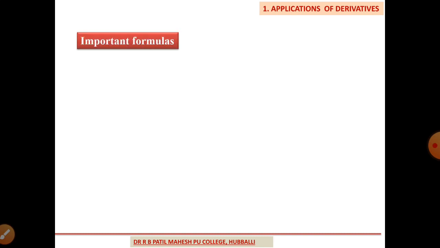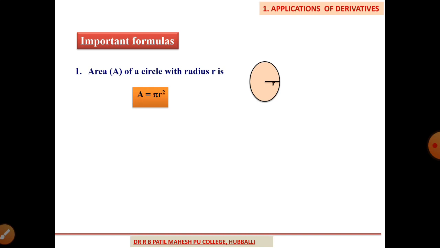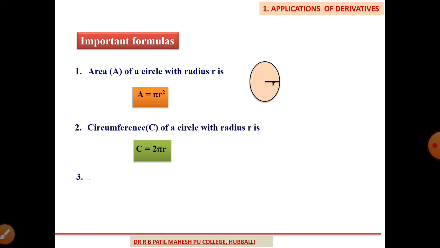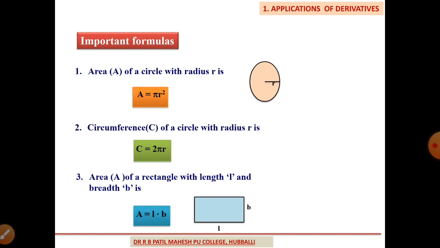Now here some important formulas are there, and you have to remember them. The first one is the area A of a circle with radius r, A equals pi r square. The second one, circumference C of a circle with radius r is C equals 2 pi r. Third formula is area A of a rectangle with length L and breadth B, given by A equals L into B, that is length into breadth.